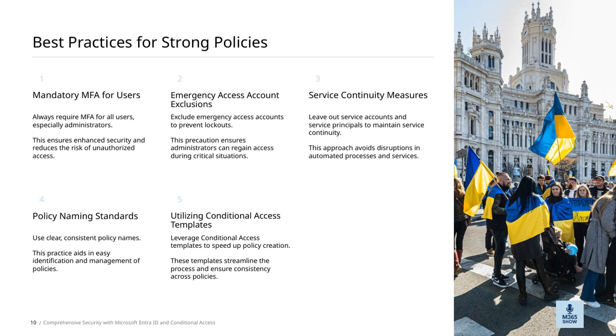Finally, always require multi-factor authentication for all users, particularly for administrators. This extra layer of security significantly reduces the risk of unauthorized access and helps protect your organization's assets. Together, these best practices help build a strong, secure, and manageable policy framework that aligns with your overall security goals.